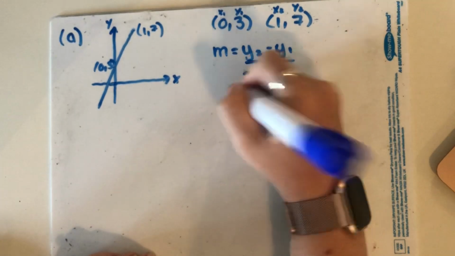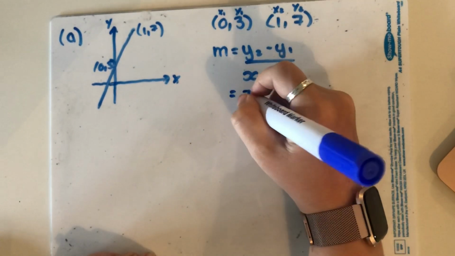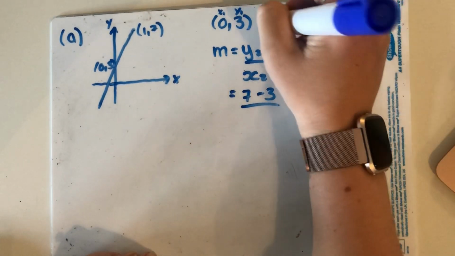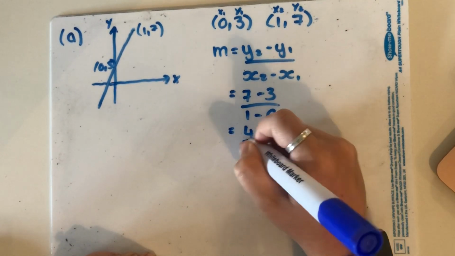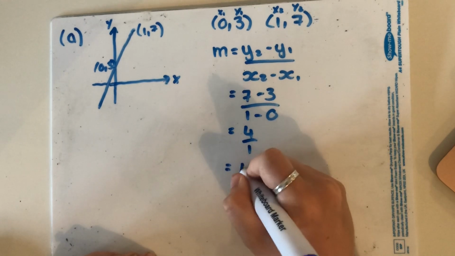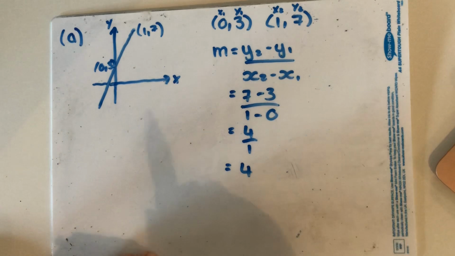Okay, so we need to substitute those values in. On the top we're going to have 7 take away 3, and on the bottom we're going to have 1 take away 0, which is going to leave us with 4 over 1, which fully simplified is just 4. Don't ever leave your answer as 4 over 1.